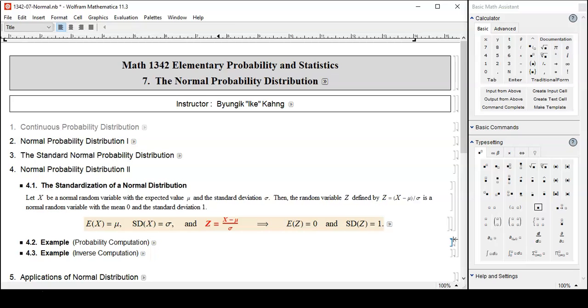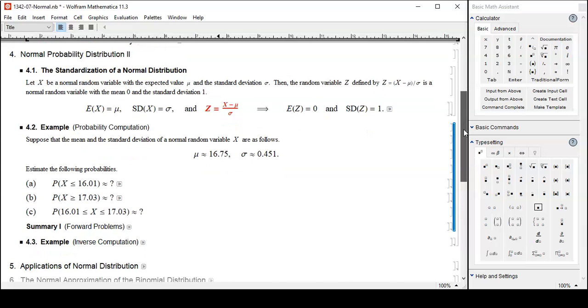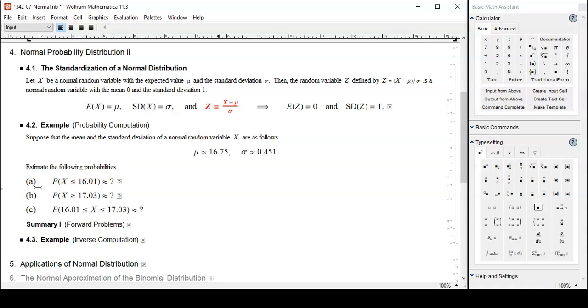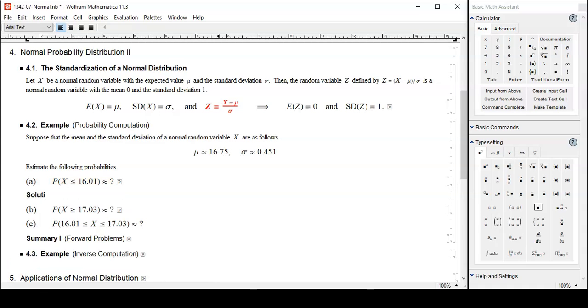Now, how do we use it? One way to understand it is to go through an example problem, and let's go ahead and do exactly that. Suppose that the mean and the standard deviation of a normal random variable x are given as these, 16.75 and 0.451 respectively. And then let's estimate this probability where x is less than or equal to 16.01. Alright, how do we do that? One way to handle it is to use this conversion letter by letter.